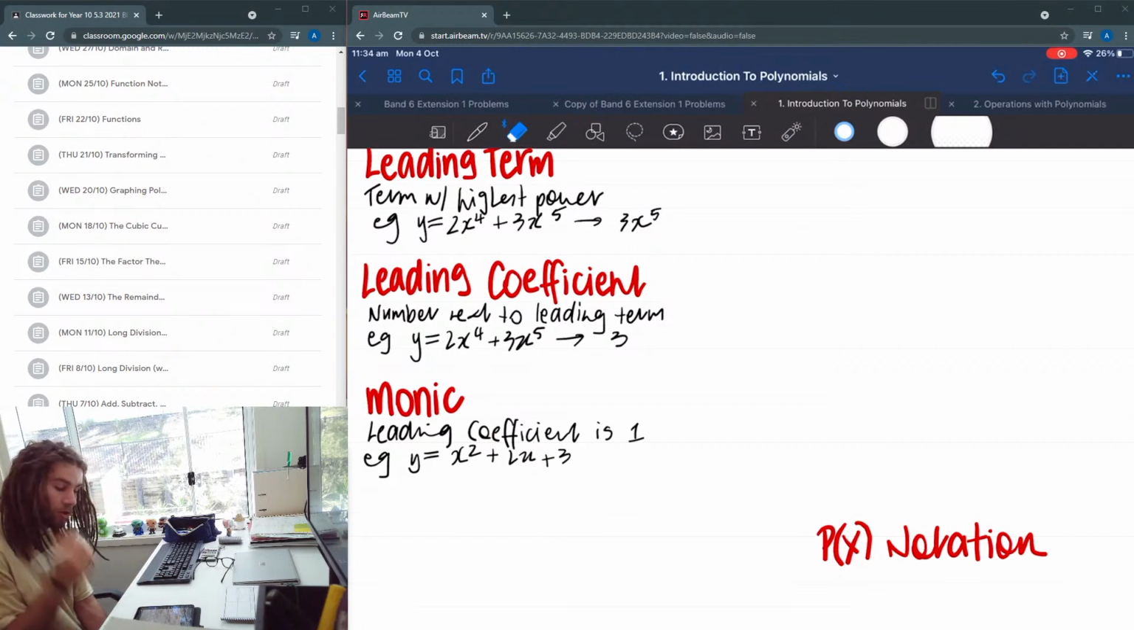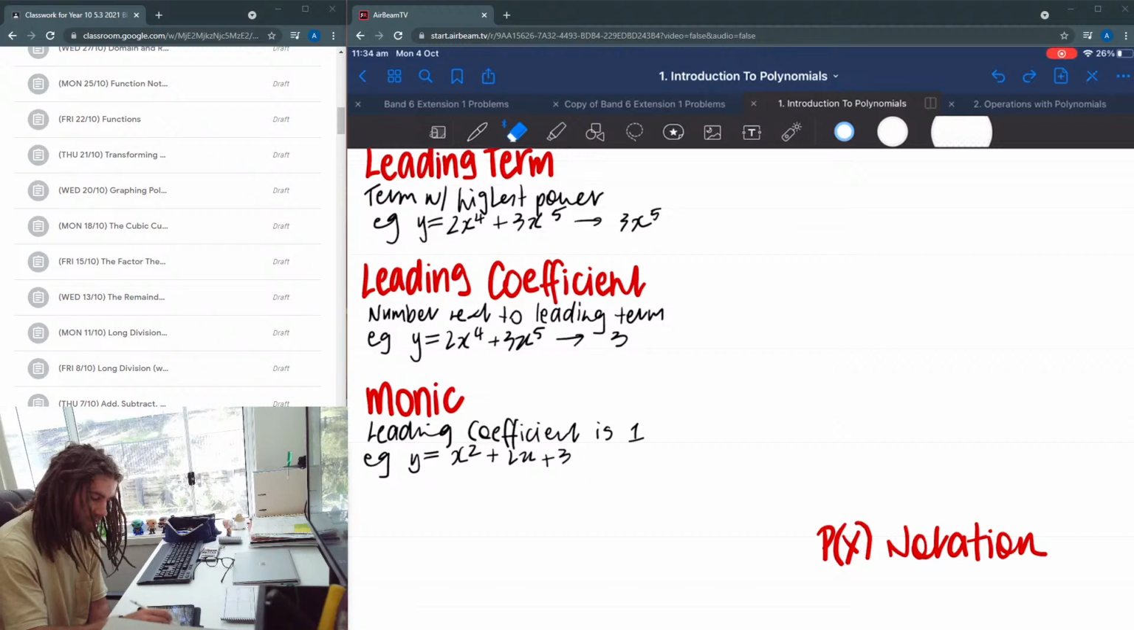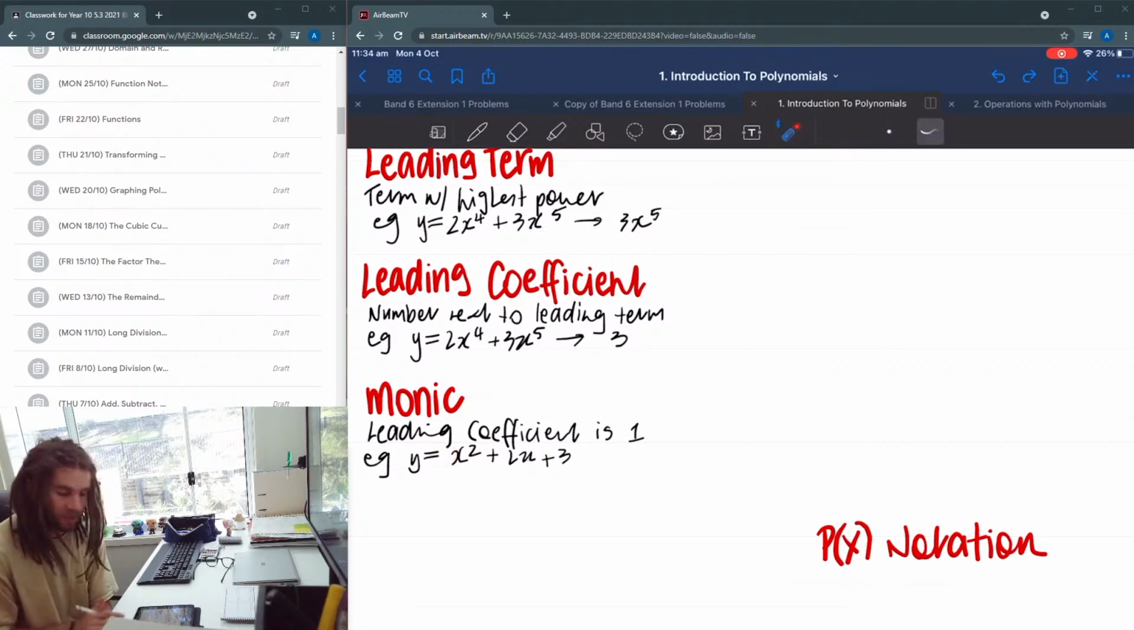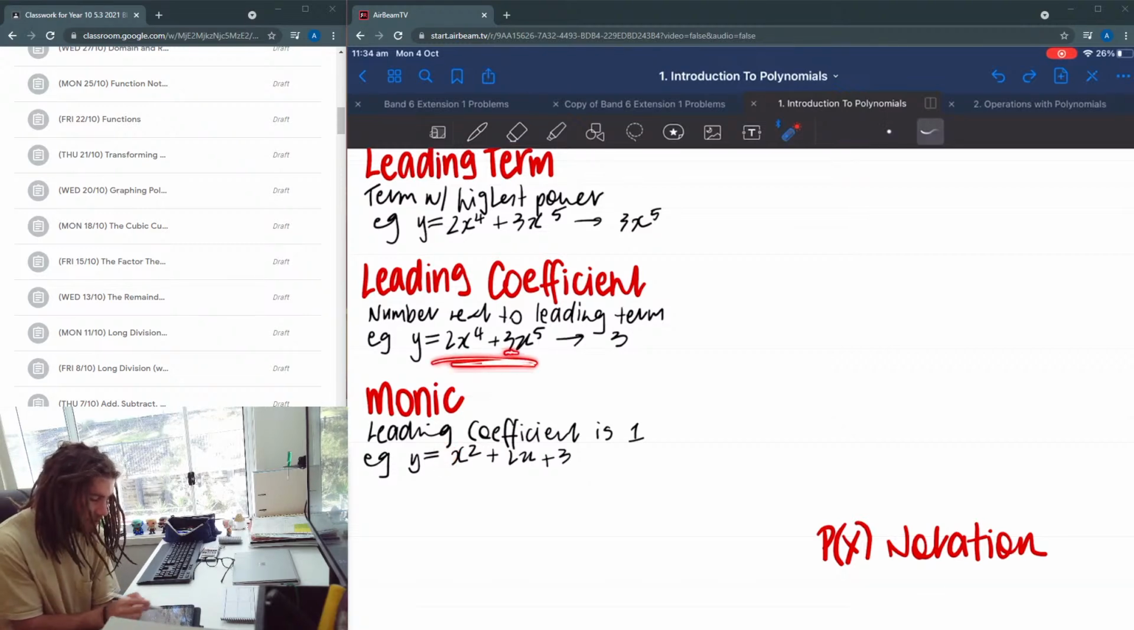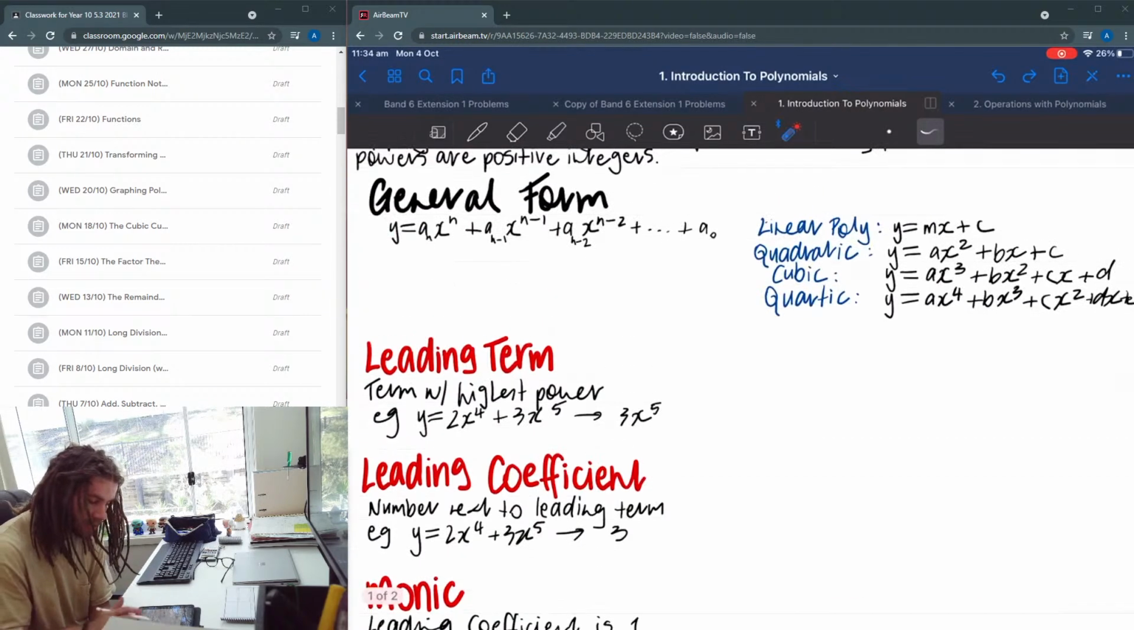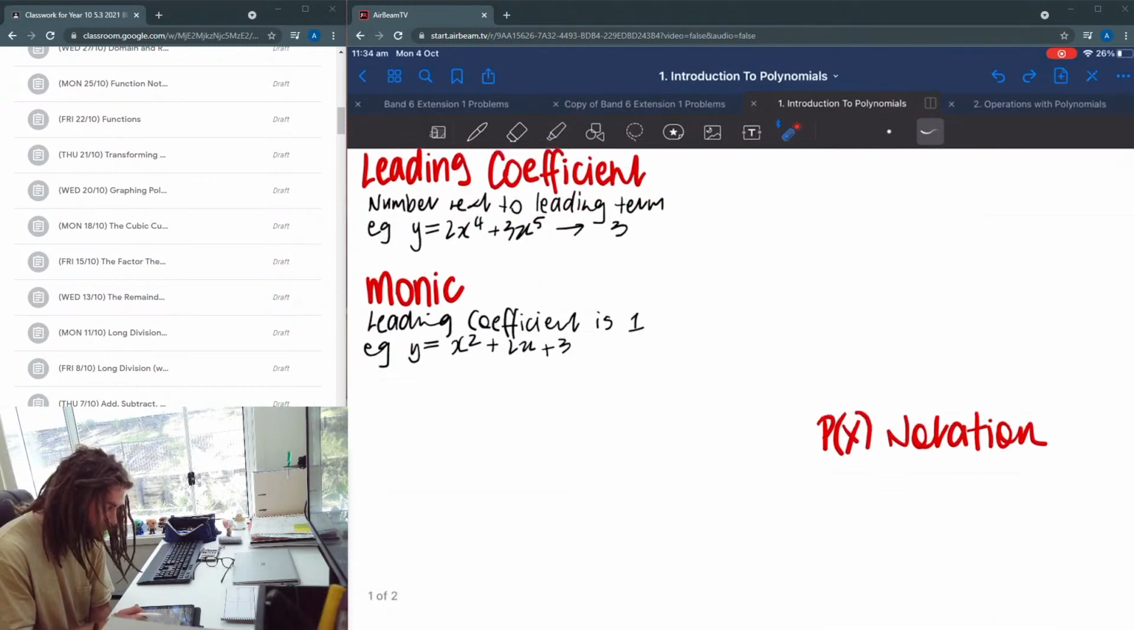So that's a monic polynomial. If it was non-monic, that would just mean like this. Whoops, that's my rubber. So if that was a 3, that would be non-monic. This thing's non-monic because that's a 3. This thing's also non-monic, it's the same thing. If A was 1 in each of these cases, they'd be monic.